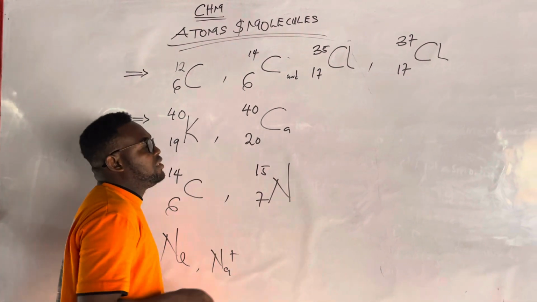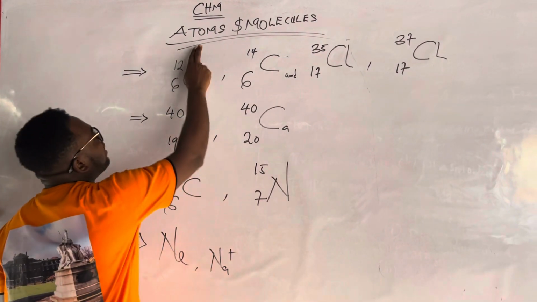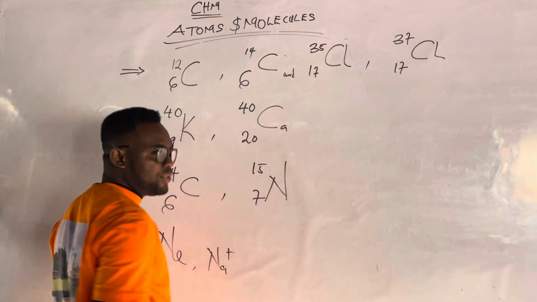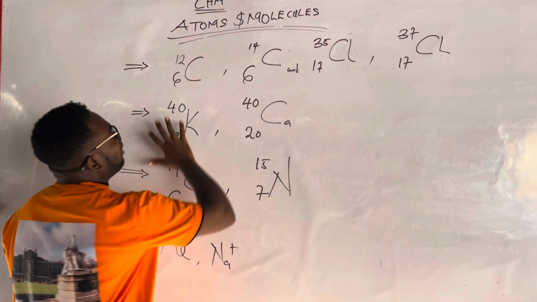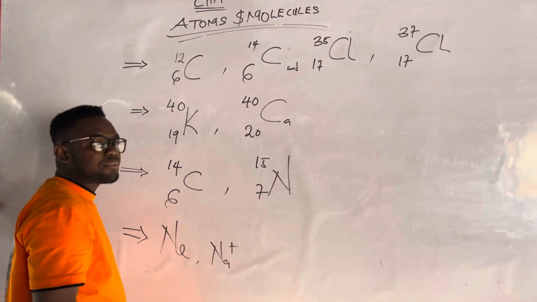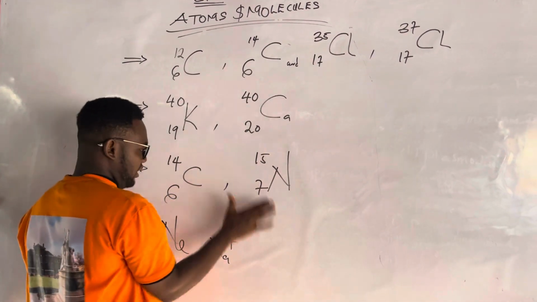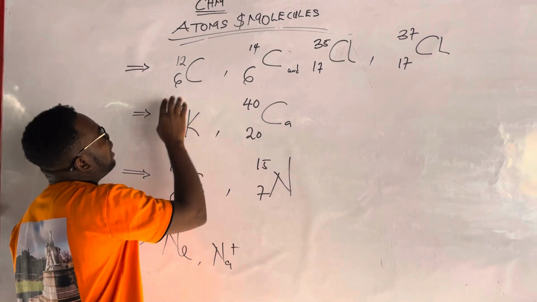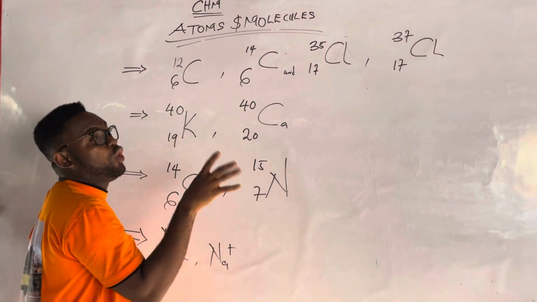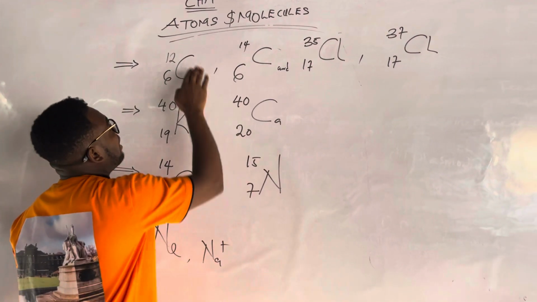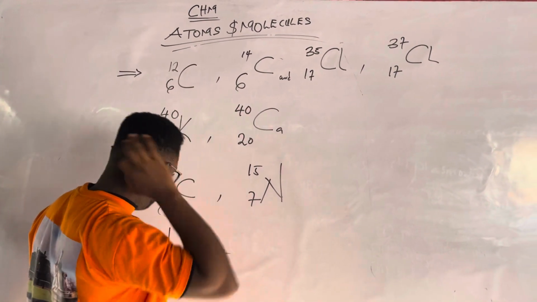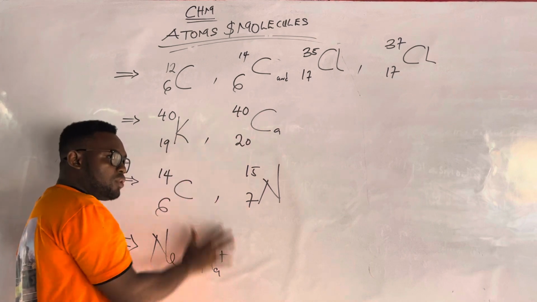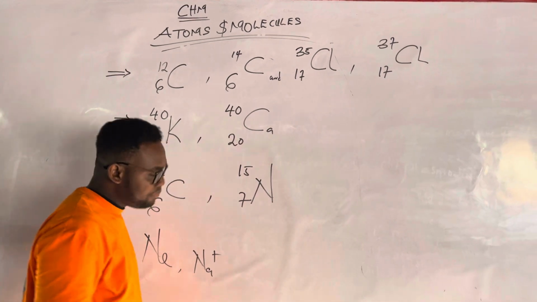In this chemistry topic, we'll be looking at atoms and molecules. All right, atoms and molecules. You may be wondering, what are these things you are seeing here? What you are seeing here now are a series of phenomena exhibited by atoms. But I'll first of all explain what an atom is all about before I can talk about what all these things are doing here.